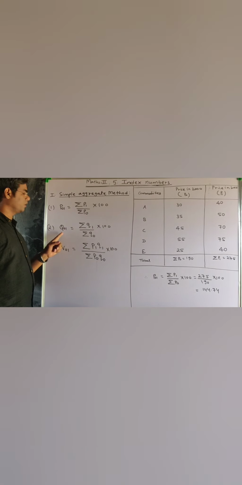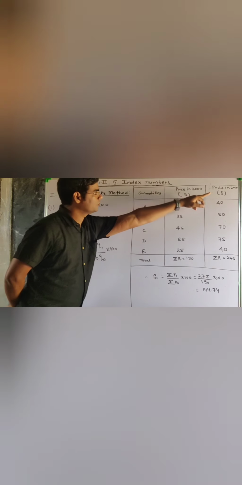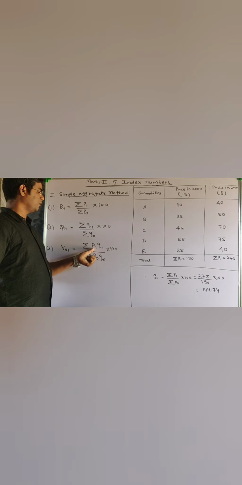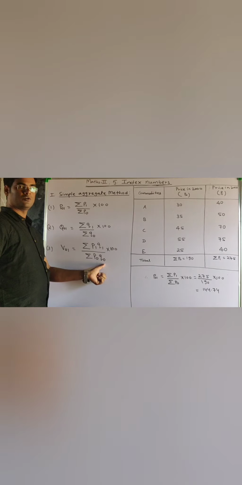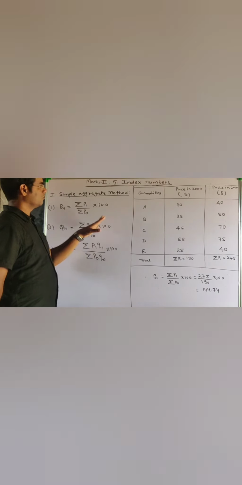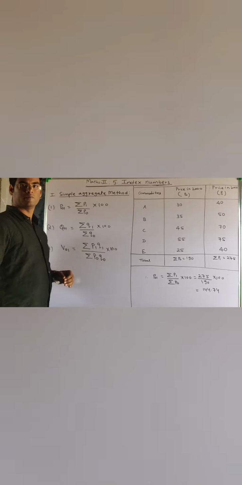Similarly, you can calculate quantity index number. Instead of P0, P1 here we will take Q0, Q1 and find the total of that. In value index number, you have to multiply P1 and Q1 and take the total of P1 Q1, then multiply P0 and Q0 and take the total of P0 Q0, and use the formula. So you can calculate price index number, quantity index number and value index number using the simple aggregate method. Thank you.